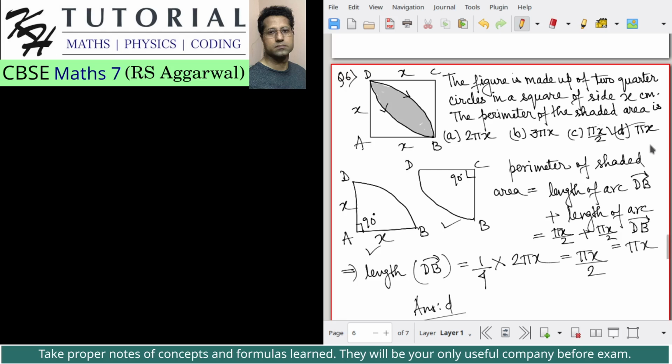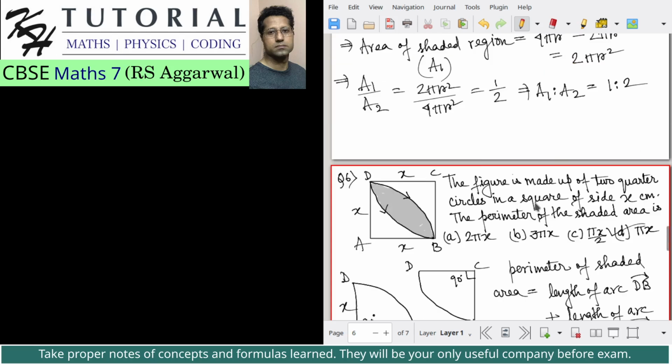So I hope solving this set of 6 problems will give you a good idea of how to solve some relatively difficult problems based on how to find area of a shaded region based on circles and other figures like squares, rectangles and triangles.